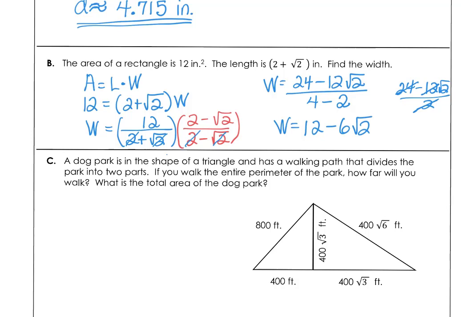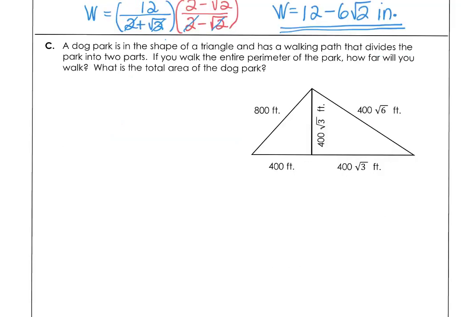So our simplified answer is going to be the width, and that answer is in inches. So the width is 12 minus 6 square root of 2 inches. Just to save time, I'm not going to get a decimal answer for that. We'll move along. And in this last question, they've given us a picture of a dog park.